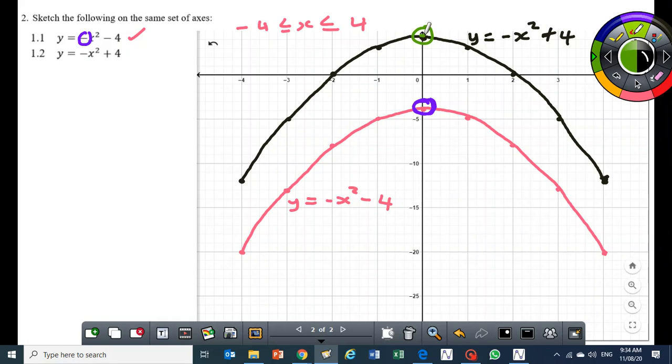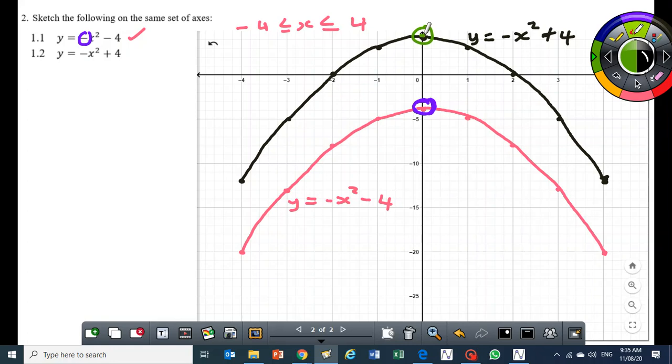You can also see that the two graphs are slightly different as well, because the graph of y equal to minus x squared plus 4 is on top of the graph of minus x squared minus 4. Their axis of symmetry is the same, their domains are the same, but their ranges are not the same.